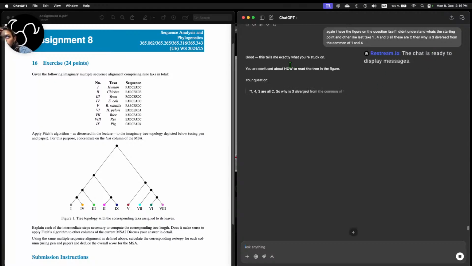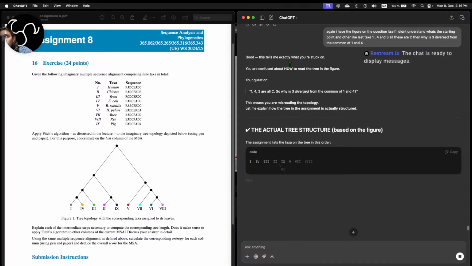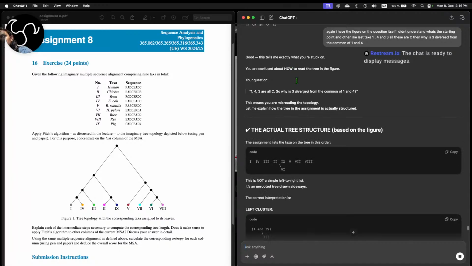Good. This tells me exactly what you're stuck on. You're confused on how to read the tree in the figure. This means you're misreading the topology. Let me explain how the tree in the assignment is actually structured, based on the figure the assignment lists for taxa 2. Why is 6 up here? 6 is here. This is not a simple left-to-right tree, it's an unrooted tree drawn sideways.